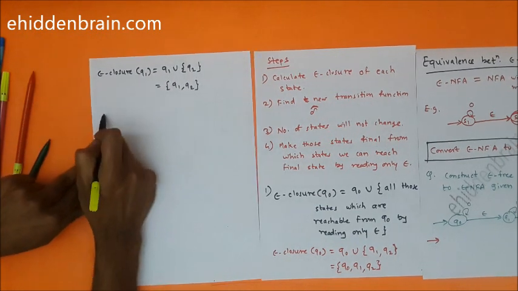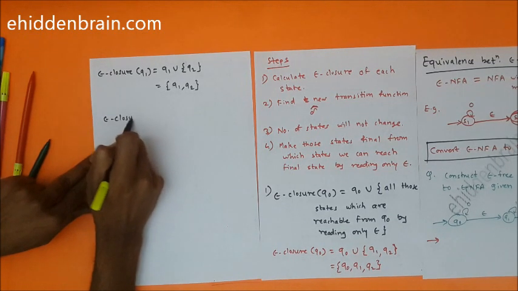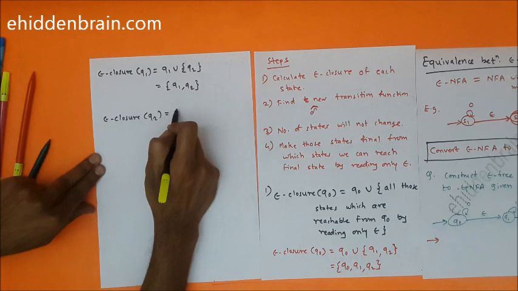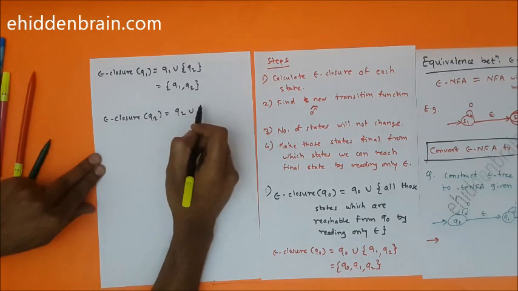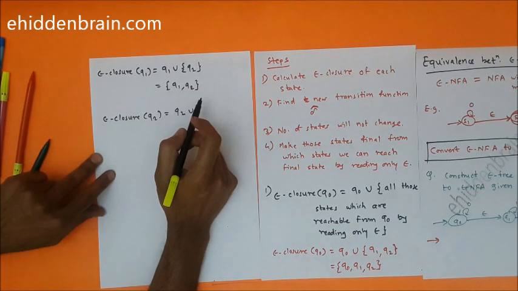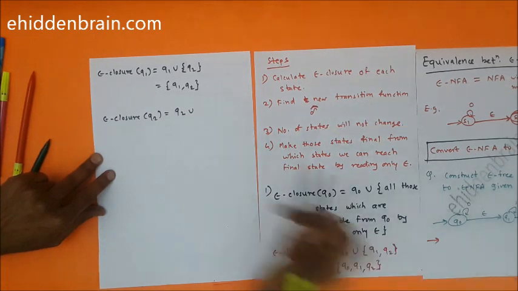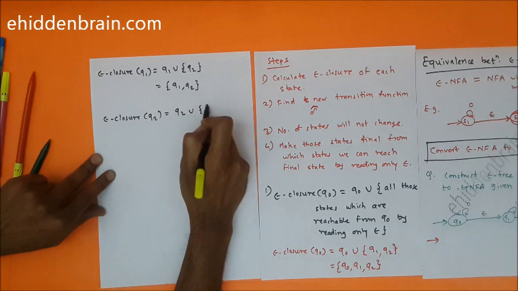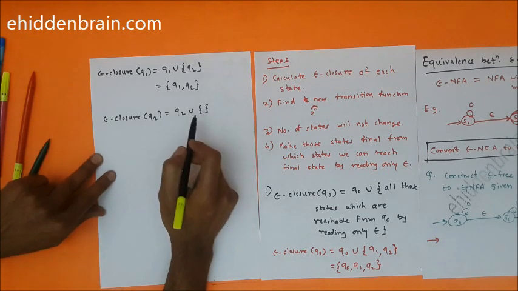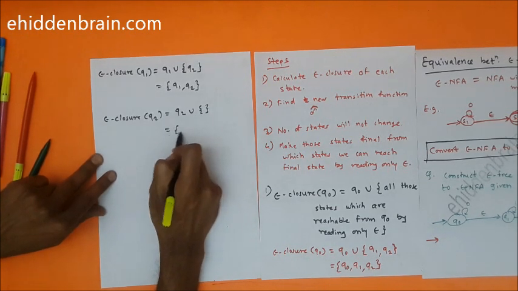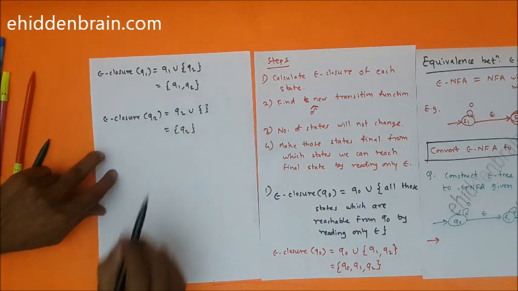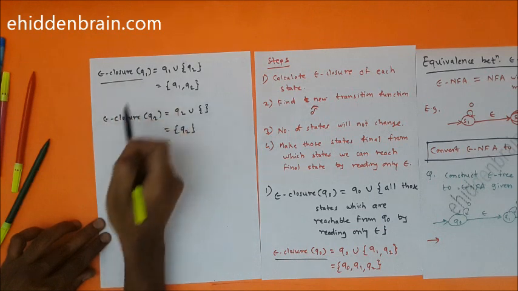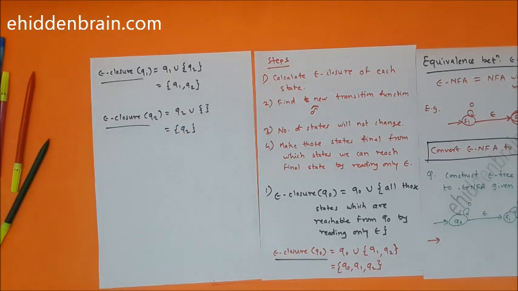Similarly, you can find the epsilon closure of Q2. What will be the epsilon closure of Q2? Q2 union the states which are reachable from Q2 by reading epsilon. I think nothing is reachable from Q2 reading epsilon, so finally I get Q2 only, right? So these are the three epsilon closures. This is the first, this is the second, and this is the third. So step 1 is done, right?